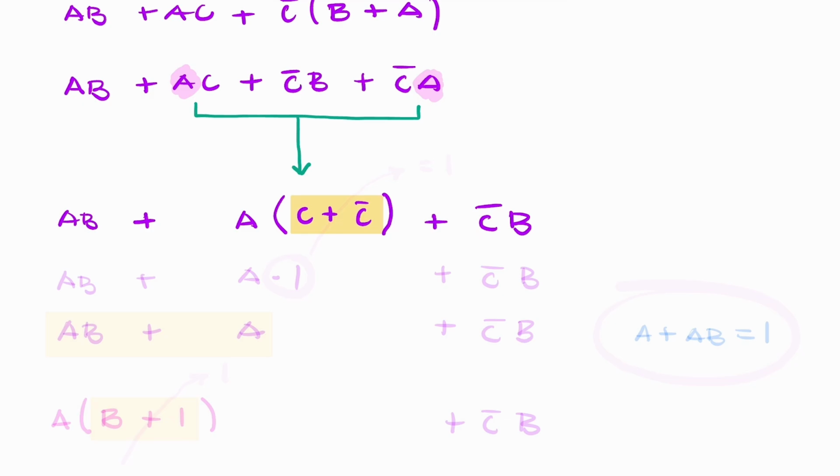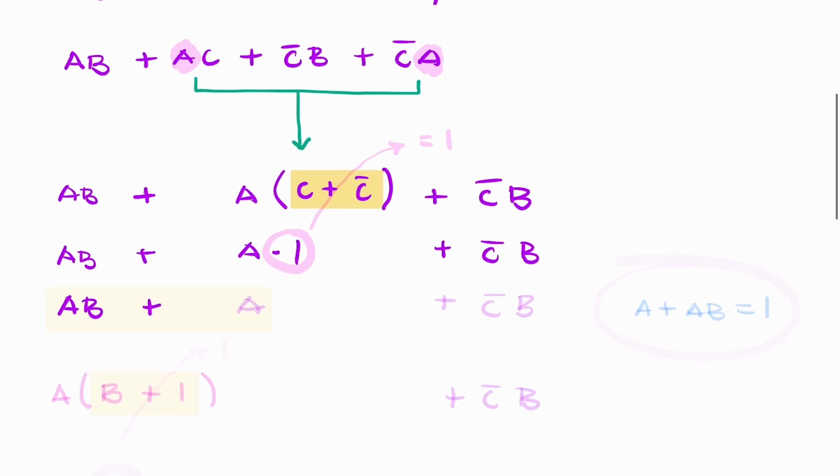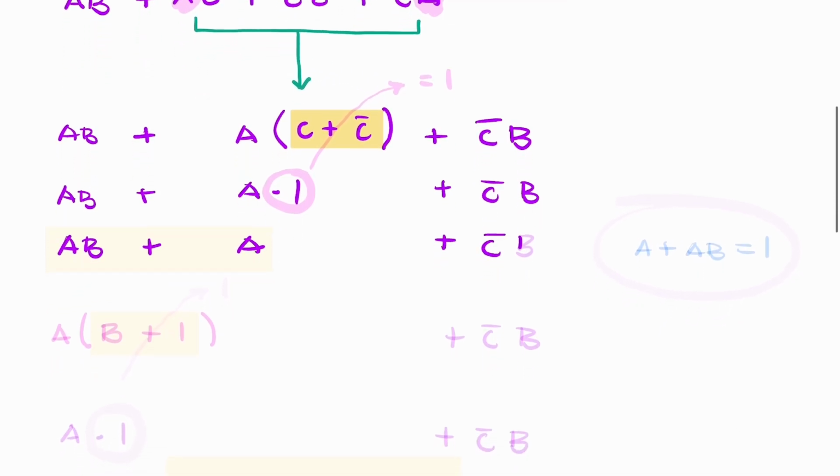So when you take any variable or the opposite of that variable, so it's either 1 or 0, or it's 0 or 1, the answer is always 1. So this is always going to be equal to 1. So that now simplifies into AB plus A times 1 plus not C B. And A times 1 is simply A. So it now simplifies to AB plus A plus not C B.